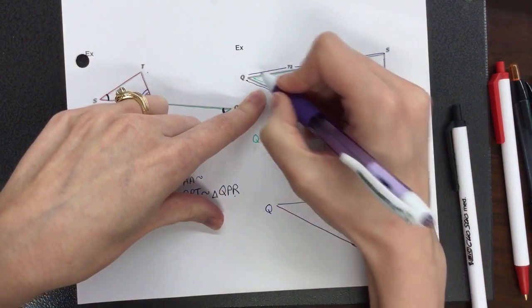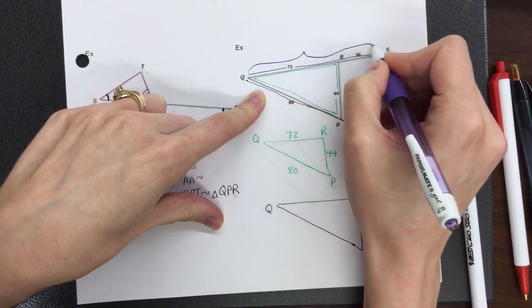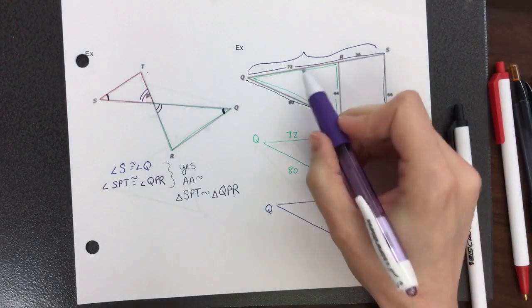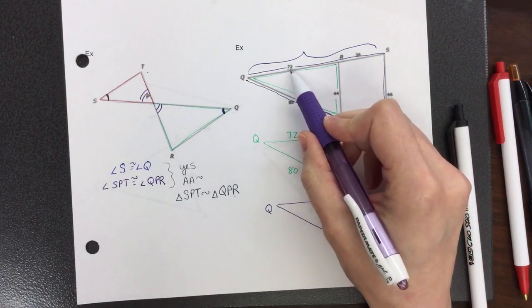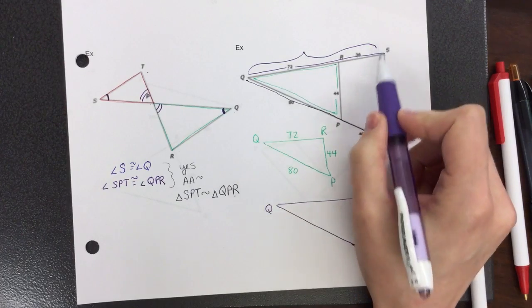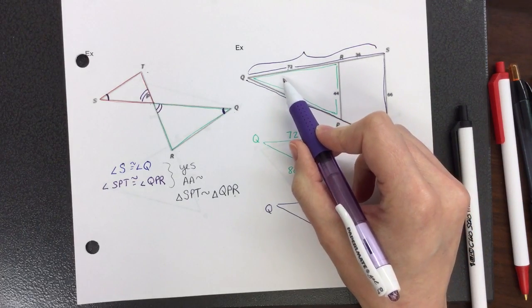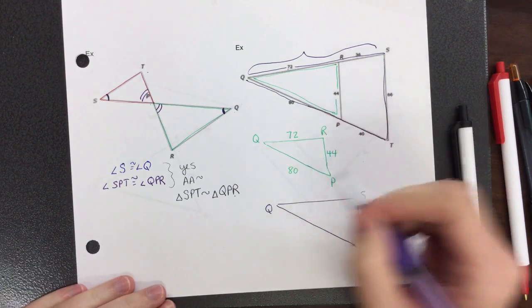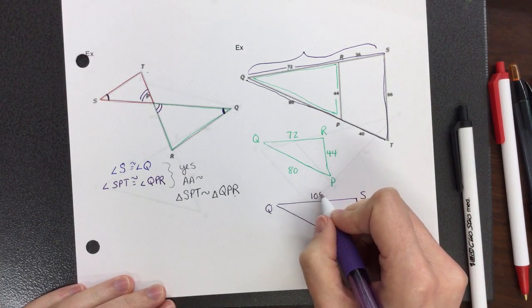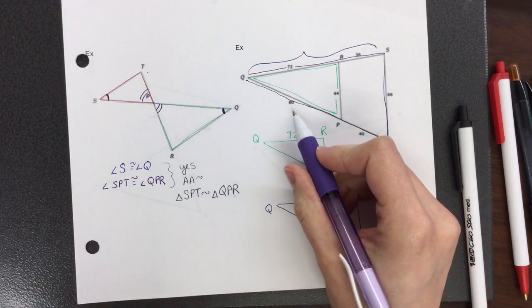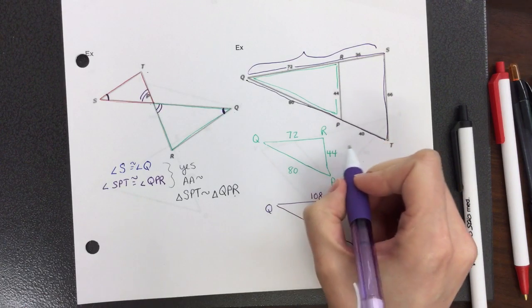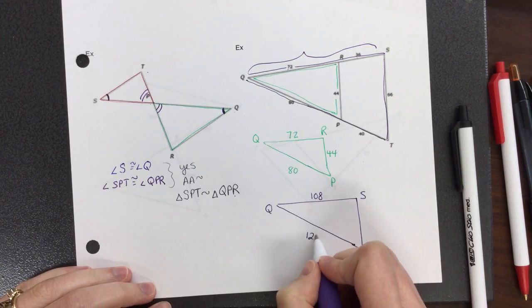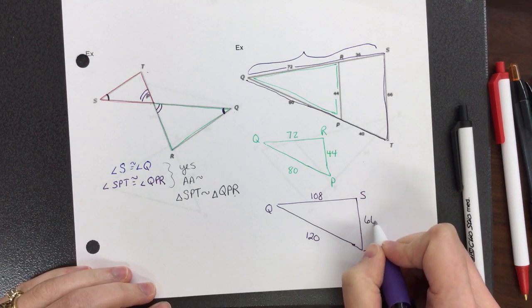So if you look, QS is this whole thing right there. To be able to find the length of QS, we've got to do the part plus part equals total, that segment addition postulate. So 72 plus 36 gives us 108. And then 80 plus 40 will give us 120, and then this is going to be 66.